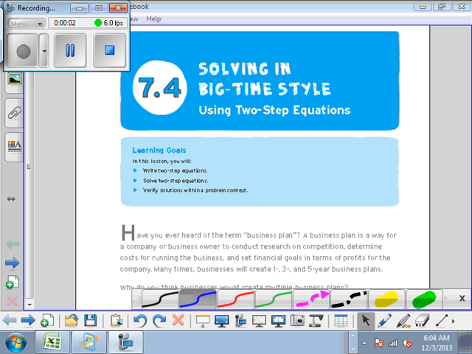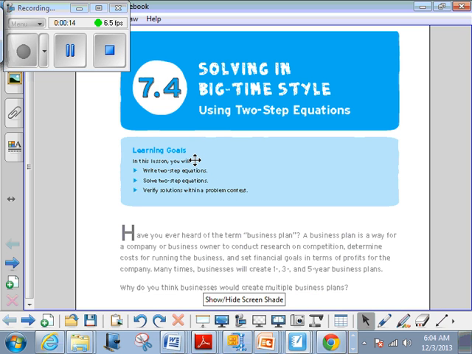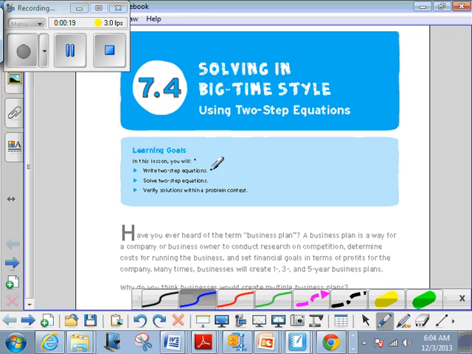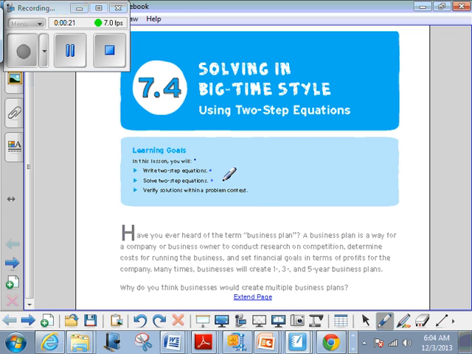Okay, so today we're going to be reviewing lesson 7.4, solving in big time style using two-step equations. So let's look at our learning goals for today. Our learning goals are to write two-step equations, solve two-step equations, and verify solutions within a problem context. Okay, so we'll be covering all of those today.